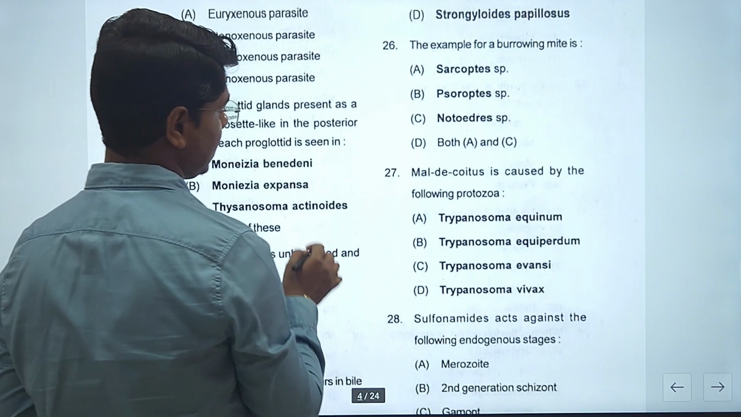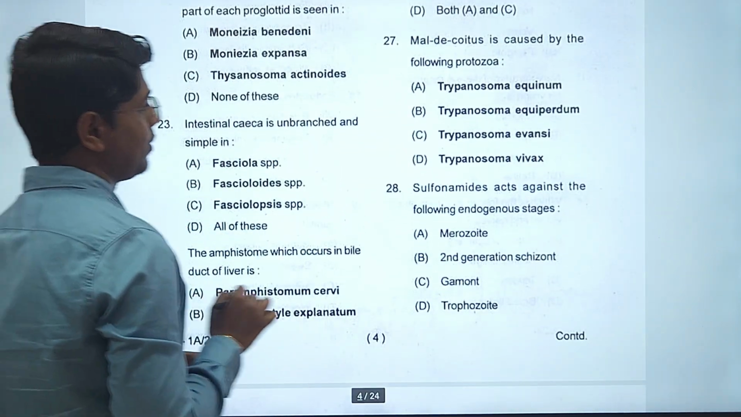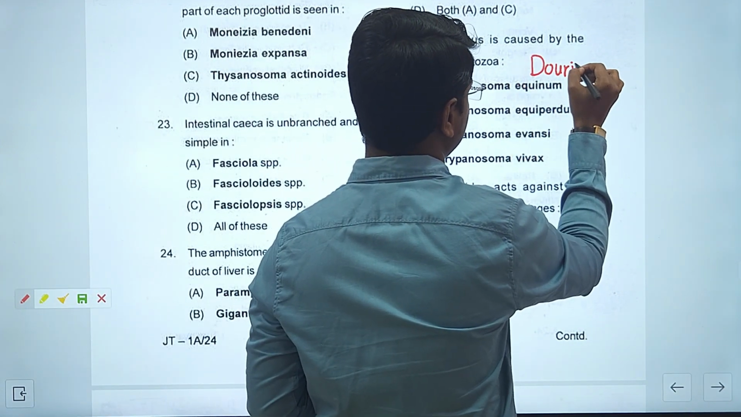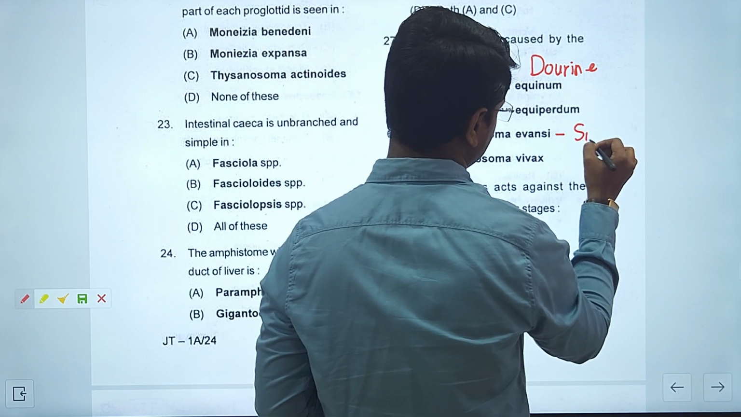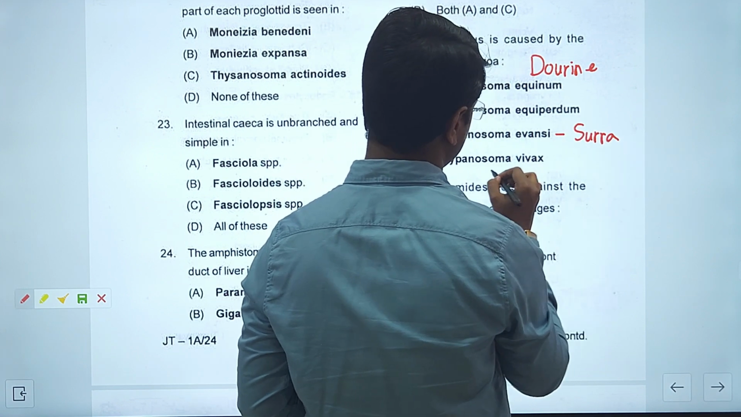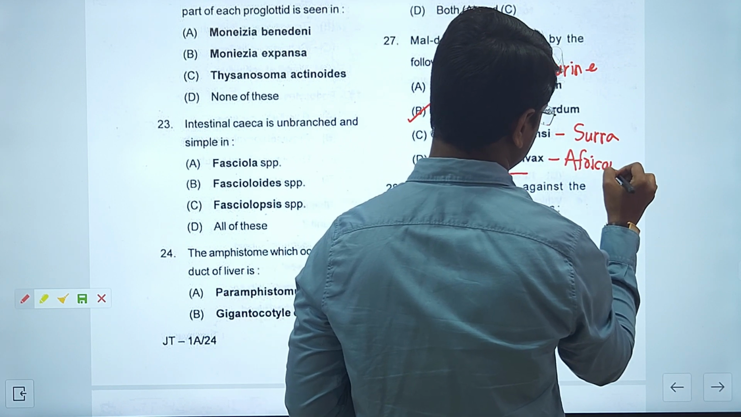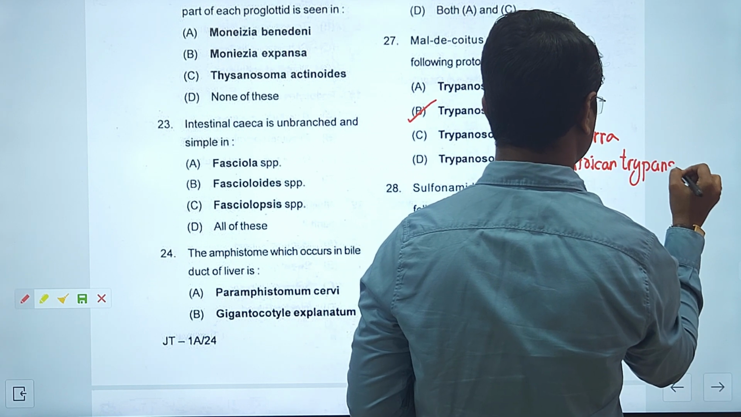Next question. Maladie du coit is basically Dourine. Maladie du coit is the other name of Dourine. It is caused by Trypanosoma equiperdum. Trypanosoma evansi causes Surra. Trypanosoma vivax causes African trypanosomiasis.